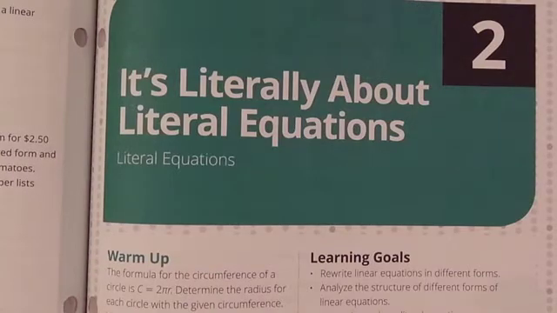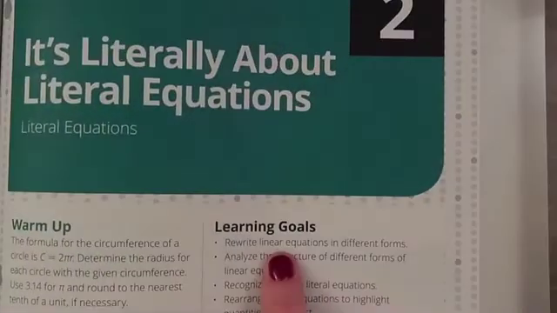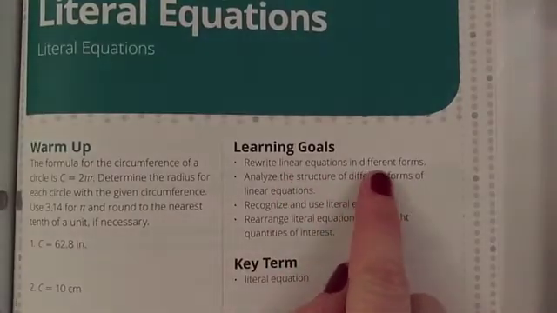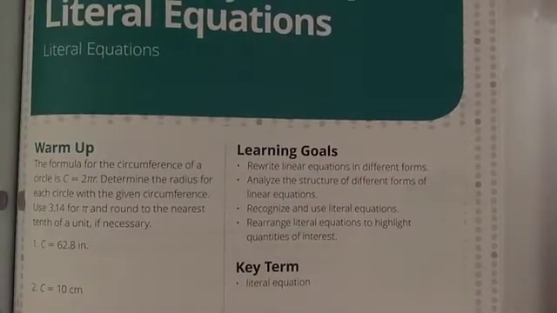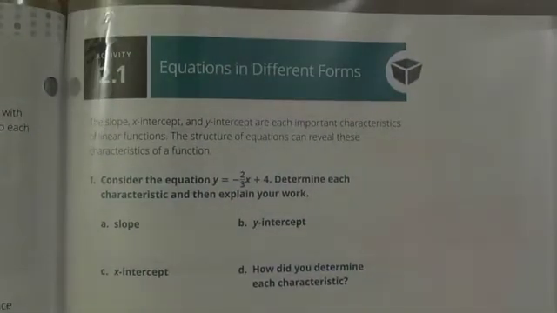So this is literal equations. So this is page M2-91. So we're going to be writing equations in different forms. This always seems confusing to students, or this can mess some students up, just because there can sometimes be more than one variable.